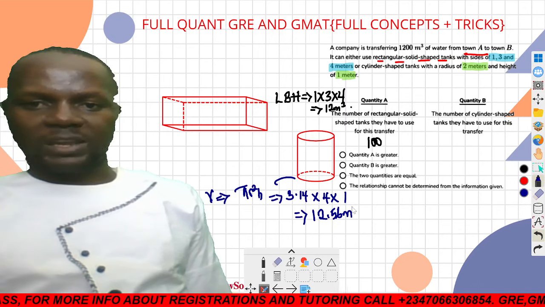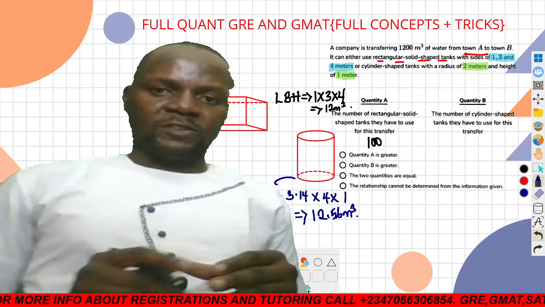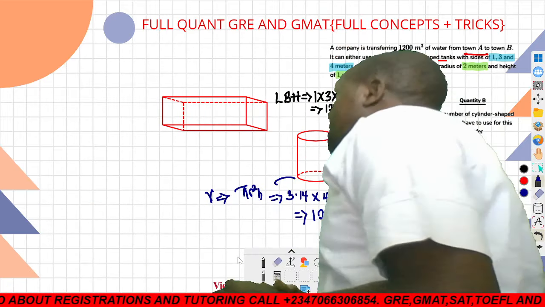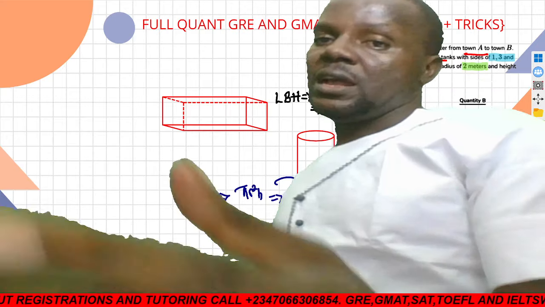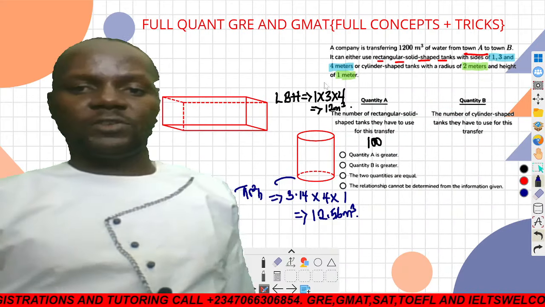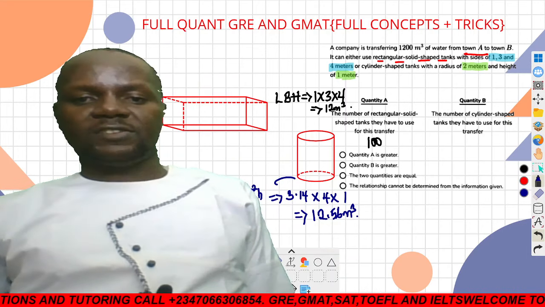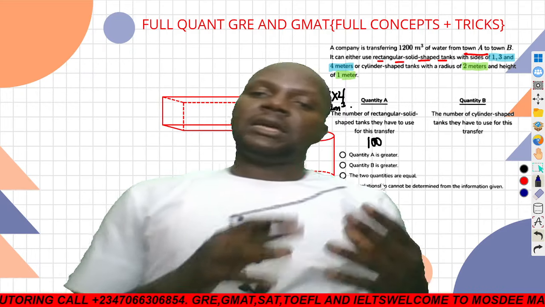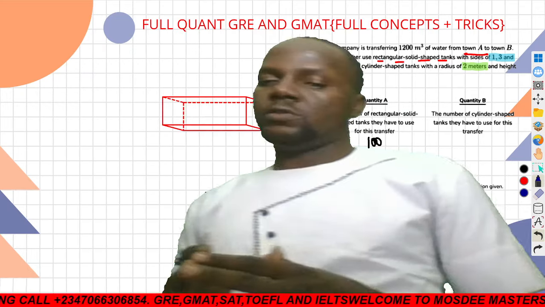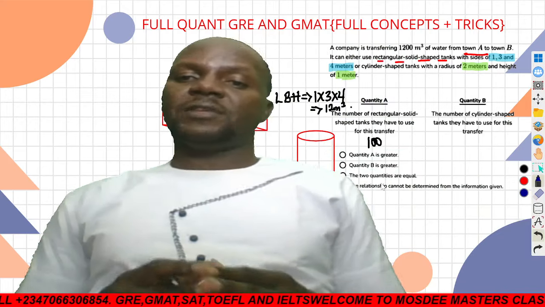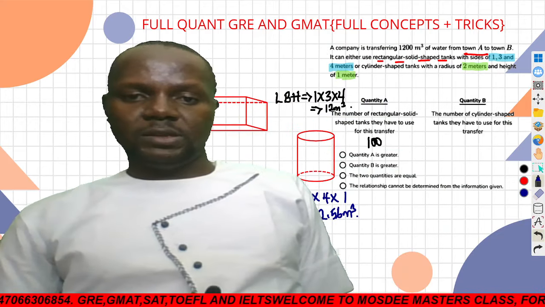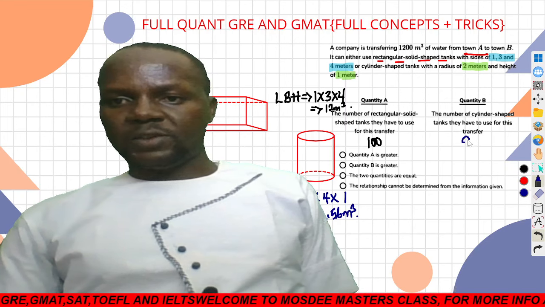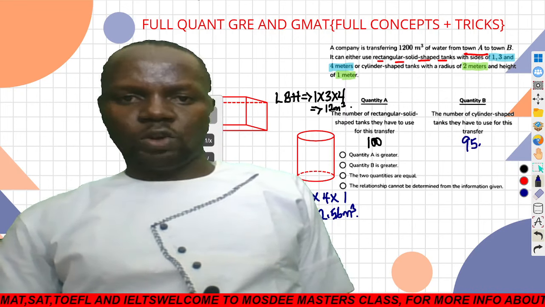So 12.56 meter cube of this one is needed. So I can say that I will divide 1,200 by 12.56. And that is the last one. So to get the value of this, so that I will be able to compare, 1,200 divided by 12.56 is giving us 95 point something. It's not going to be up to 100.